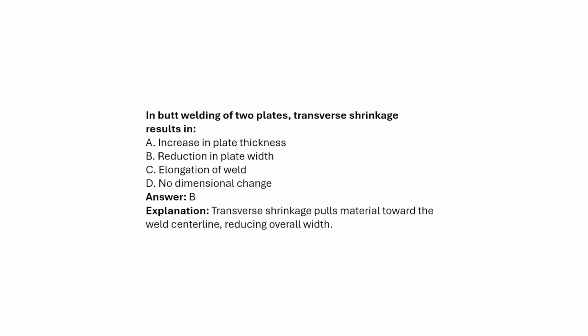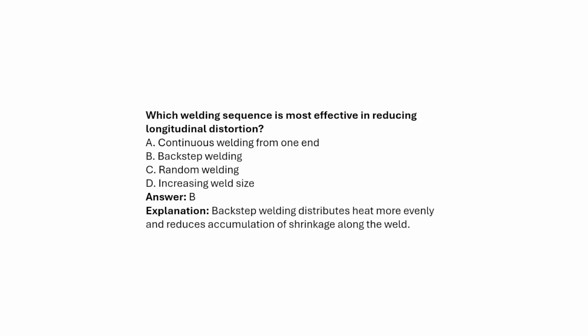In butt welding of two plates, the transverse shrinking results in an increase in the plate thickness, a reduction in the plate width, elongation in the weld, or no dimensional change. I think the answer will be B. Transverse shrinking pulls the material towards the weld center line, reducing the overall width.